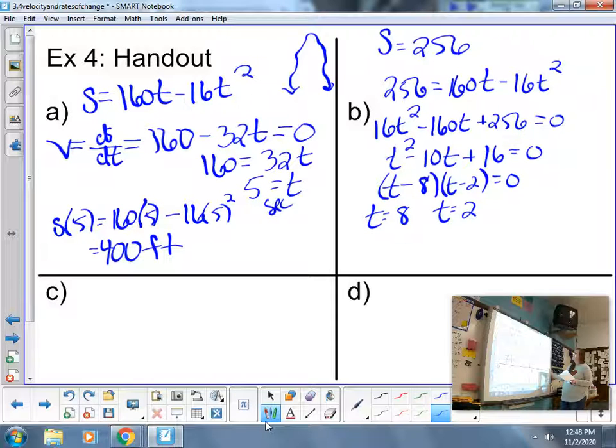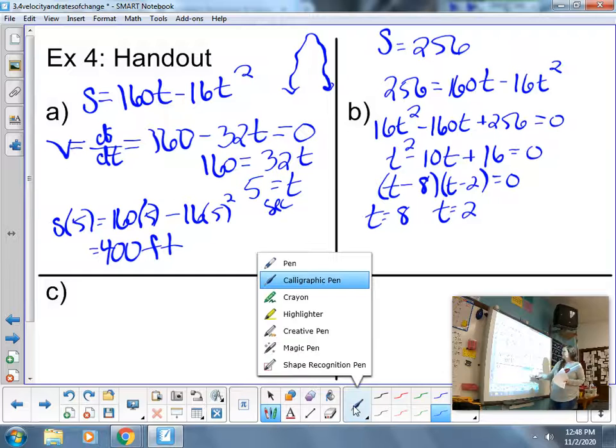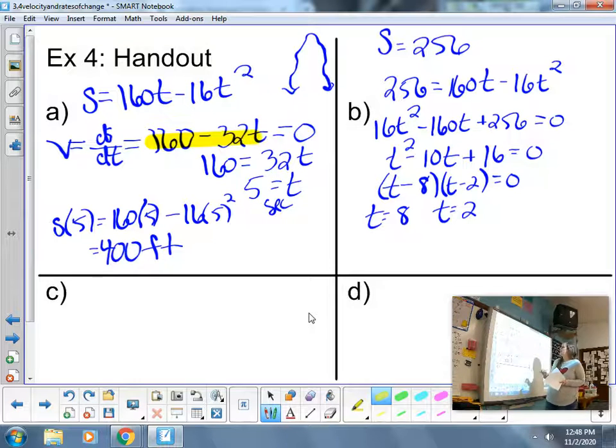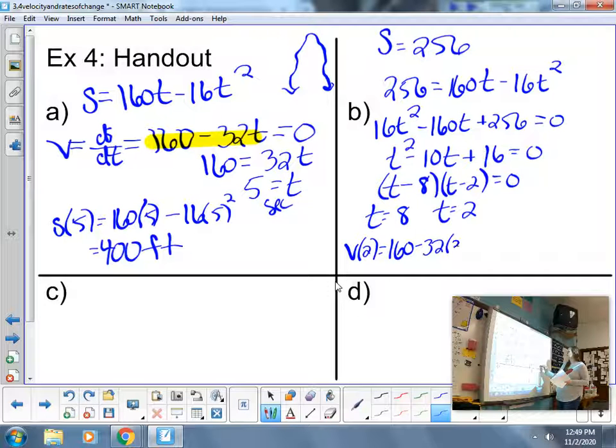Now to find the velocity, we would plug these times into the velocity equation. If you remember, we had this velocity equation over here. We are going to plug the times into that. So v of 2 is 160 minus 32 times 2, and with that, you end up with 96 feet per second. v of 8 is 160 minus 32 times 8. That's going to be negative 96 feet per second.